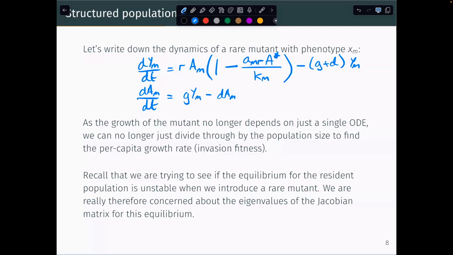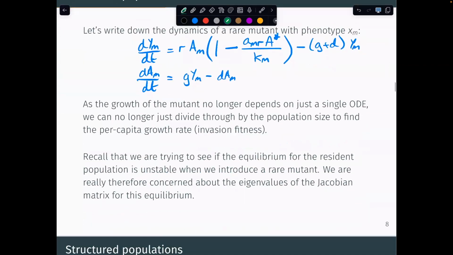If I make a quick adjustment to this, just to demonstrate a case where it wouldn't matter. Suppose we still had two equations for our system, but suppose, just for argument's sake, this was a model where only the young individuals reproduce, and the older individuals don't reproduce. We'd have something that looks like this. In this case, you would actually be able to ignore this equation, because even though it's structured, the growth of our mutant here only depends on Ym now.